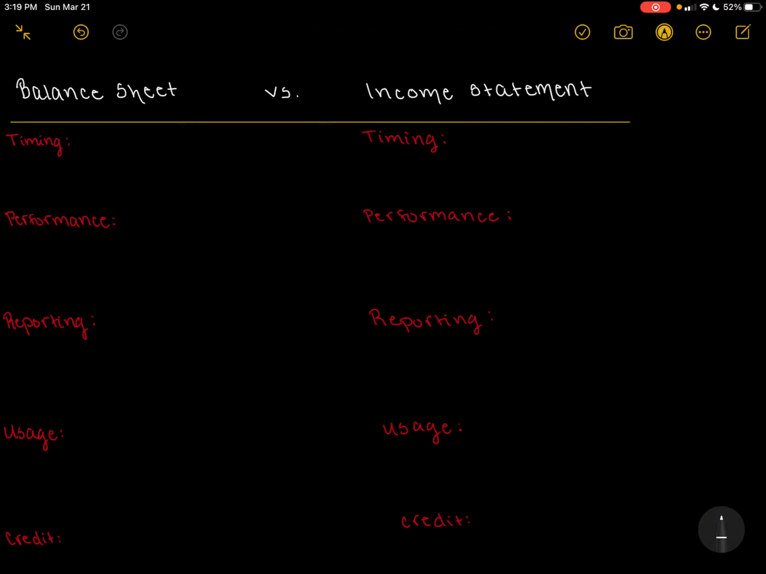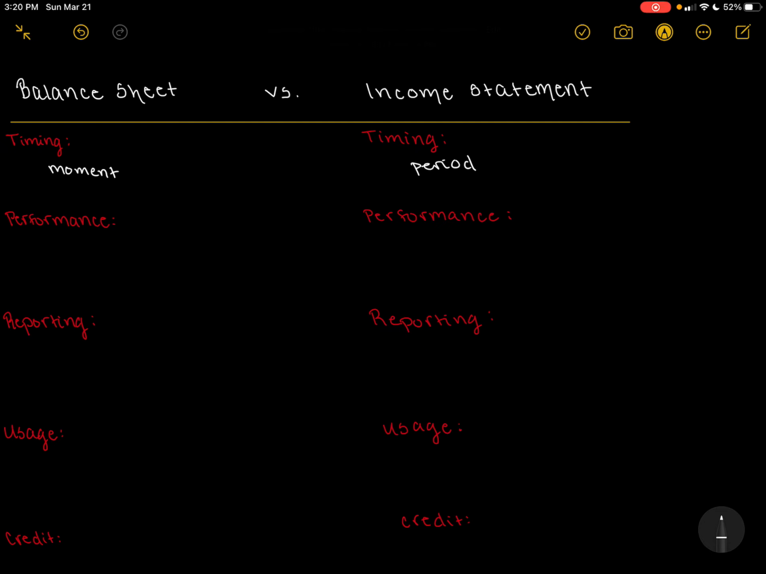Here we're comparing financial statements, specifically the balance sheet and the income statement, to determine what the differences are between them. The differences can essentially be broken down into these categories: timing, performance evaluation, reporting, usage, and credit. So let's start with timing. With the balance sheet, this is showing information for a specific moment in time, whereas the income statement is for a period in time.